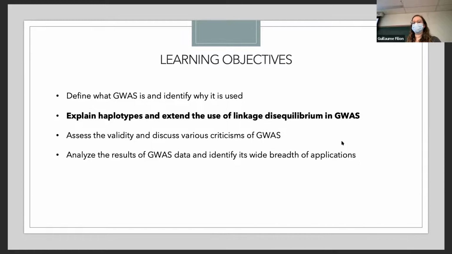Okay, so that's our first learning objective. Any questions before moving on? Do we all understand the very core aspects of GWAS and what kind of traits it is used for? Any questions?